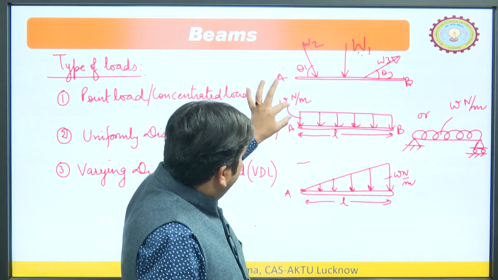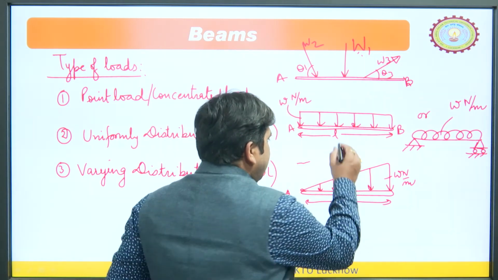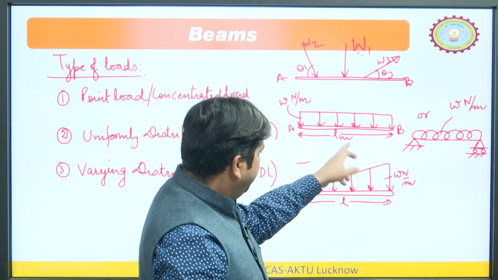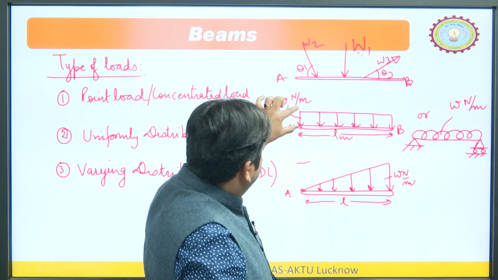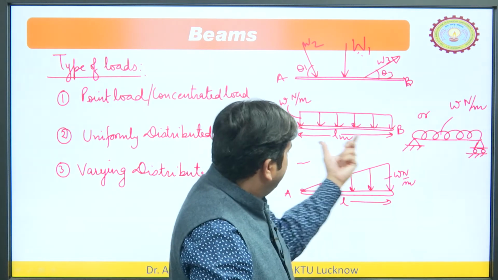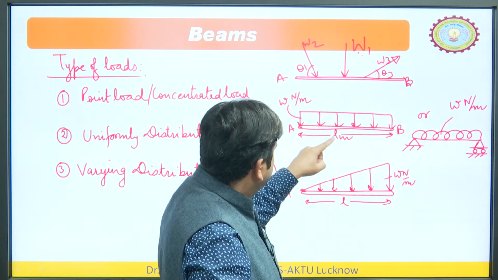So, it is w Newton per meter, and what is the total length? Length is L meter. So, in 1 meter it is w Newton, so for total L, the product of this and this. So, what would be the result?